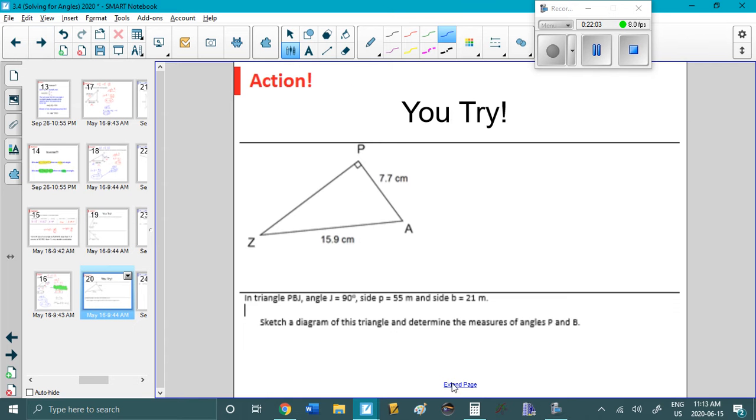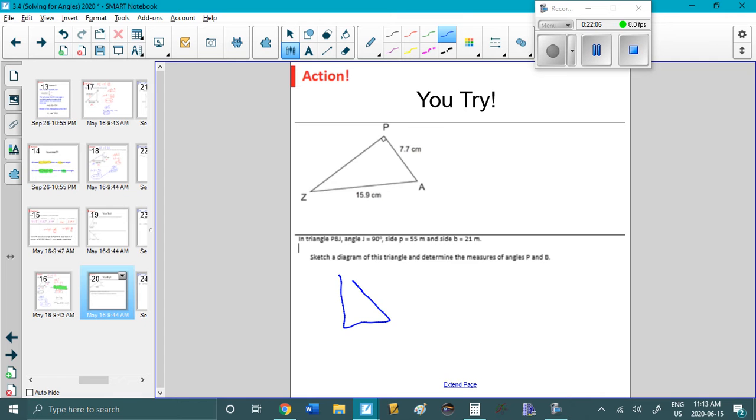So this tricky one here, I ask you to draw the triangle, and I'm just going to draw that for you. Angle J is 90, okay? So this will be P, and this will be B. So J is 90, P is 55, B is 21. So I'm going to make this B because this side is shorter. It doesn't matter at all. I'm just trying to make it a little more realistic. And P is 55. And then you're supposed to find these two angles.